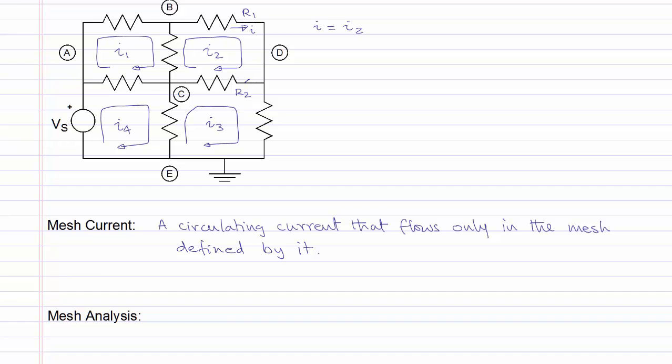If you are interested in calculating the current through the resistor IR2 in the direction shown, since the mesh current I2 flows in the same direction as IR2, it will show up with a positive sign, and the mesh current I3 flows opposite in direction to IR2, and it will show up with a negative sign. And the current through the resistor IR2 will be equal to I2 minus I3.